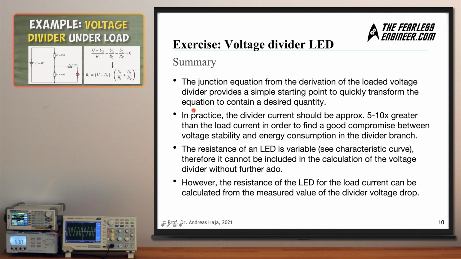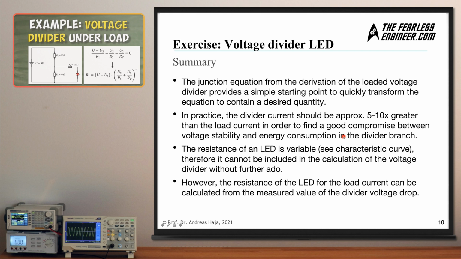And second point here, in practice, the divider current should be approximately 5 to 10 times greater than the load current in order to find a good compromise between voltage stability on one hand for the load and also a bearable energy consumption in the divider branch, because we want to minimize the amount of current flowing through R2 simply because it heats up a resistor and wastes energy which we cannot use to power the load.